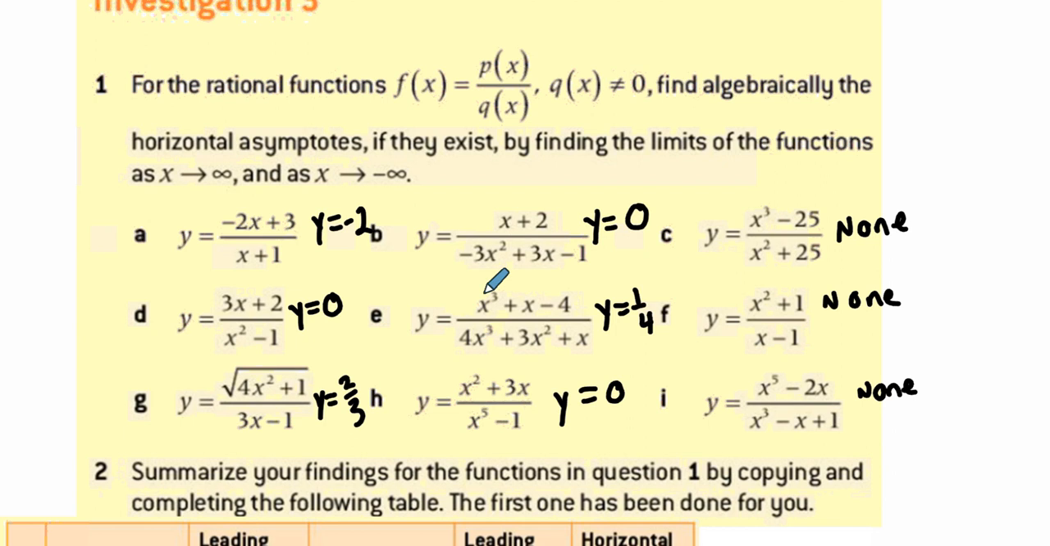So let's look at B. If I put a million in for X, the top is pretty much a million. And in the denominator, it's negative 3 times a million squared, which we've talked about is incredibly large. So if I have $1 million and I'm going to break that into a million squared, pretty much how much do I have left? Nothing.